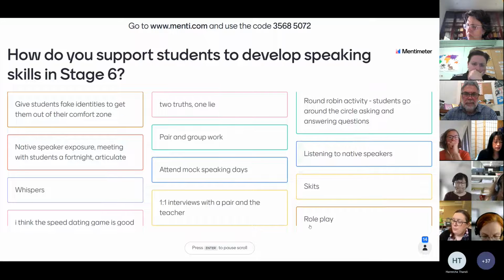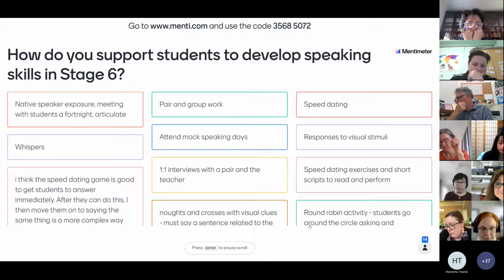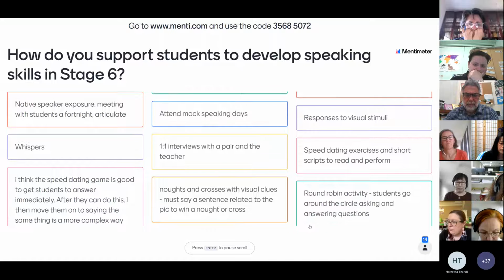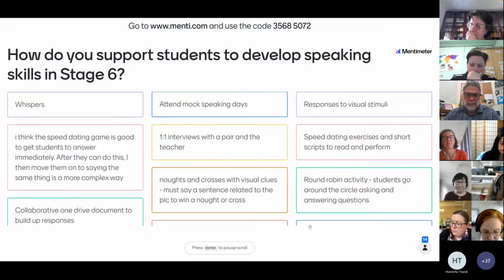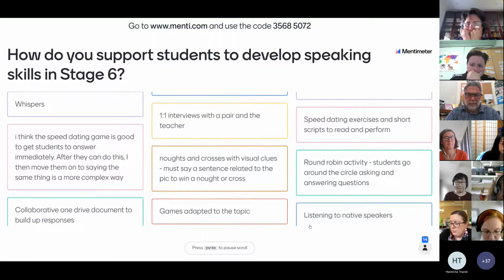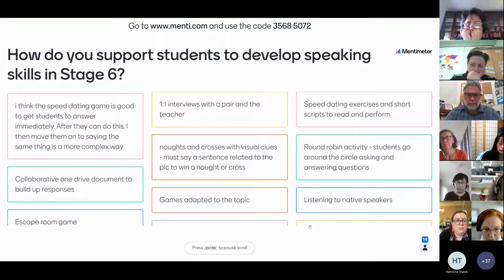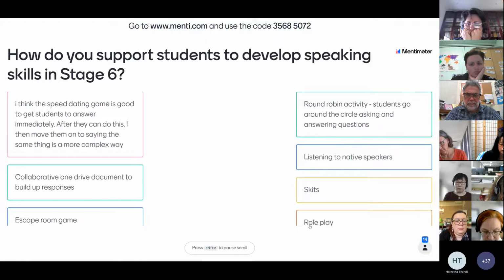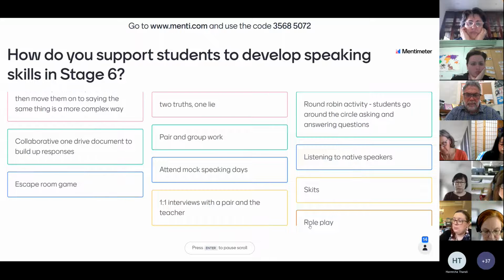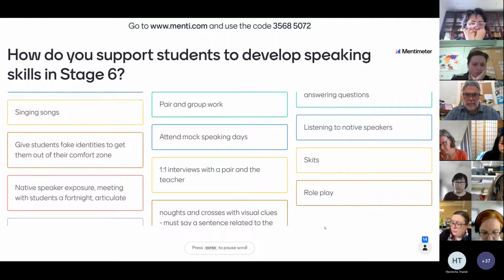Yep. One I saw there, that regular sort of practice too, that's just embedded in your timetable, that you always do speaking at this time, the students get used to it. Fantastic. Wow, you've got great ideas. Great idea, yes, having a collaborative drive document to build up responses, because I think students can get really used to or locked into their own questions, and if they can see questions that other students have thought of and answers that other students have thought of. Fantastic, thank you so much.